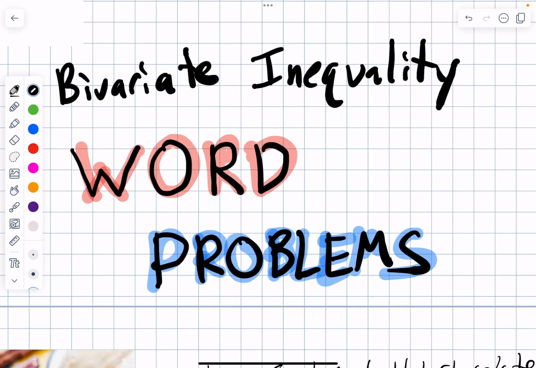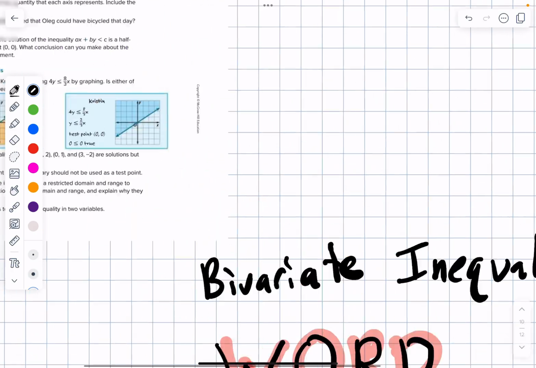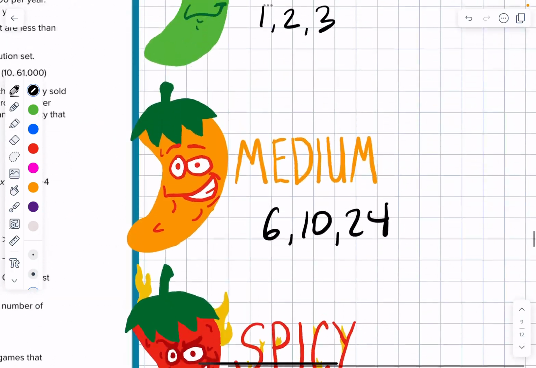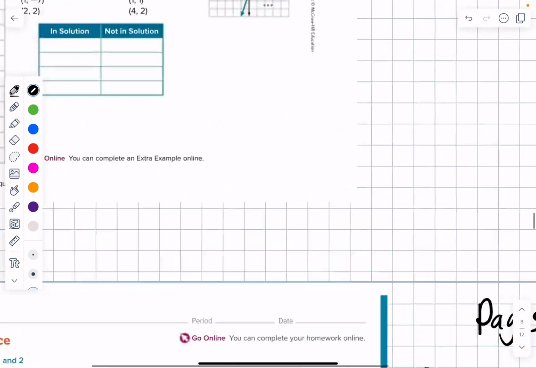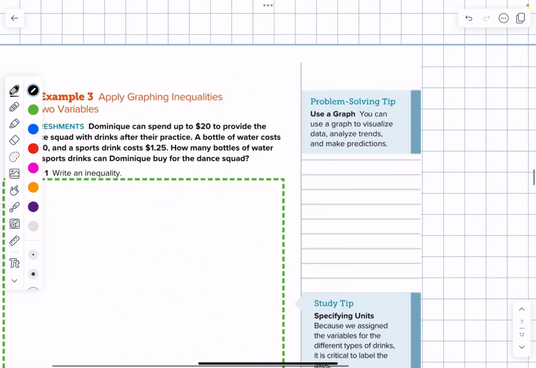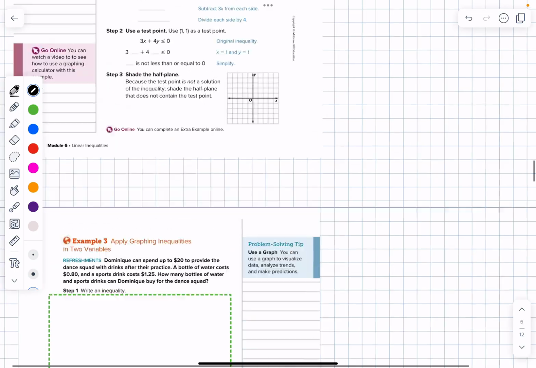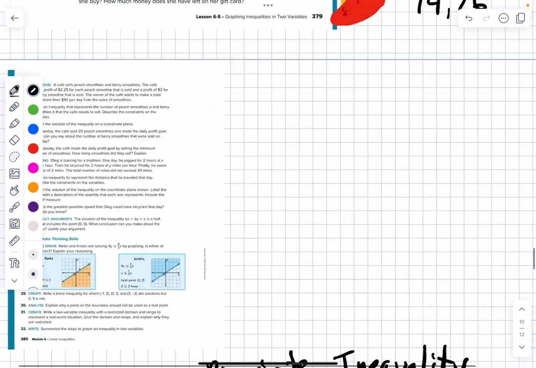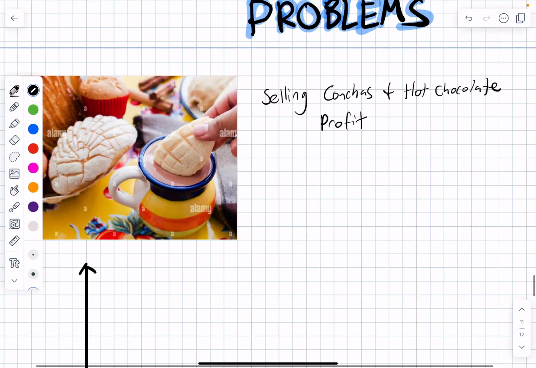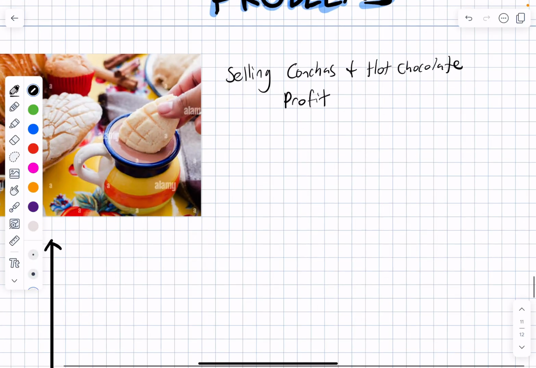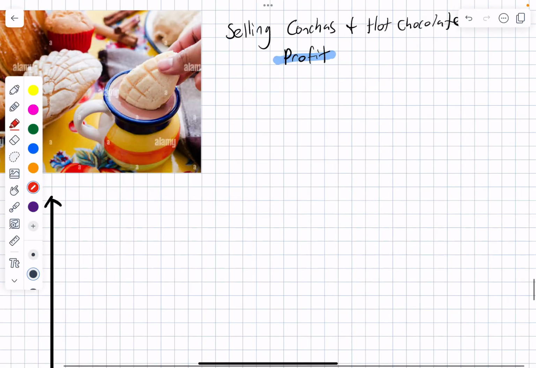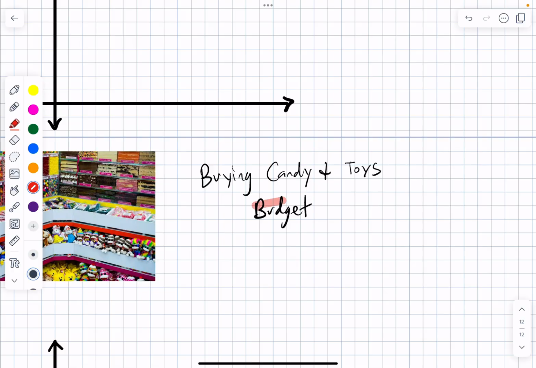Let's do some word problems for graphing. These are going to be like the shaded ones that we did over here. Like Dominique can spend money buying water bottles and sports drinks. So I have come up with two different types: types where you're trying to make a profit, and other times where you are trying to stay within a budget.